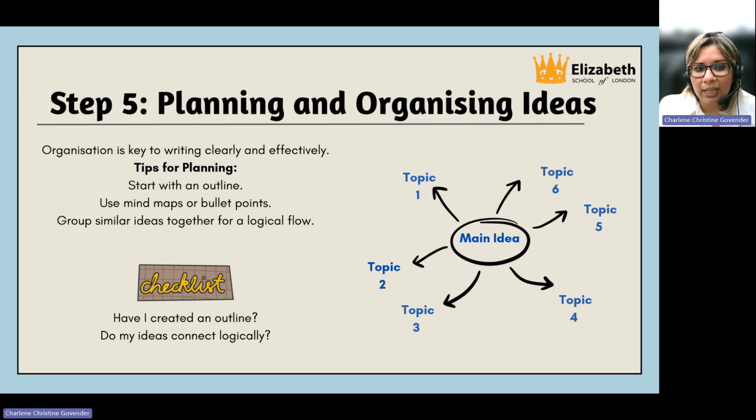Okay, checklist. Have I created an outline? Do my ideas connect logically? Now, that's very important because you want to maintain a logical flow. You want your ideas to follow in a systematic way and they should be related to each other. You don't want to be talking about the animal kingdom and then talk about the business world without having some interconnected ideas between them. Okay, they're both very different sectors. So you'd want to keep them apart or link them together with cohesive devices. But make sure your ideas are connecting logically.